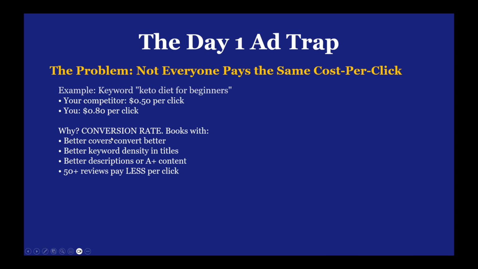And the reason is simply due to conversion rate. For example, a book with a much better book cover is definitely going to convert much better. Better keyword density in the titles and subtitles is going to help that book convert much better. A better description, better A plus content, and more reviews, all these added together are definitely going to help that book convert much better.